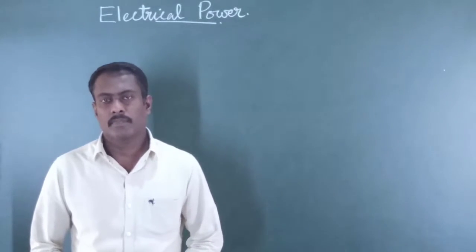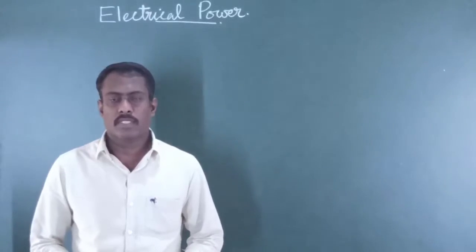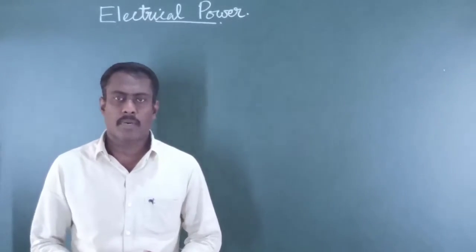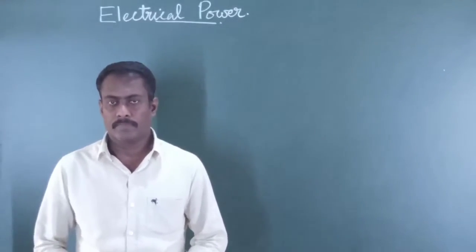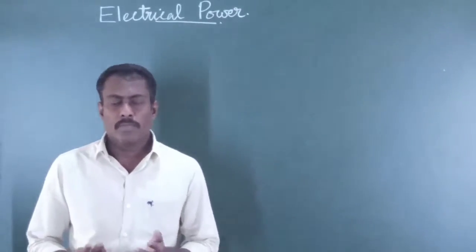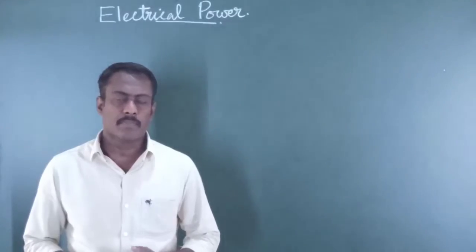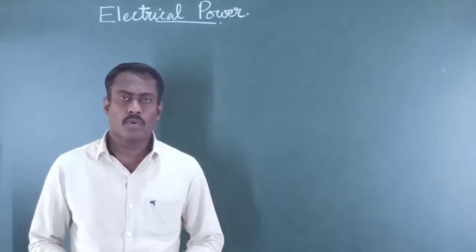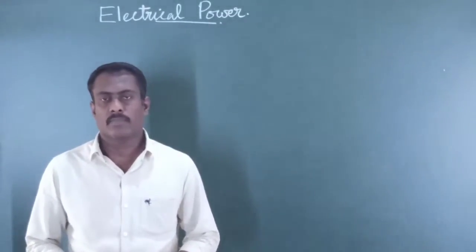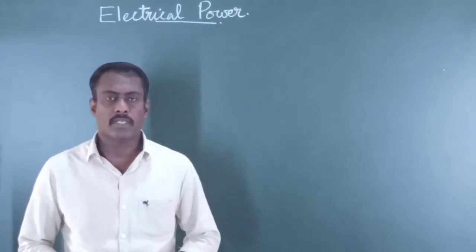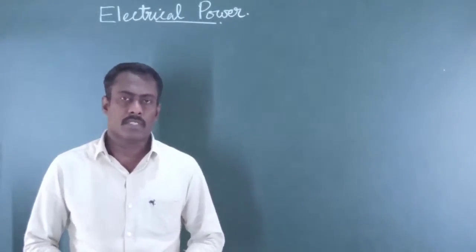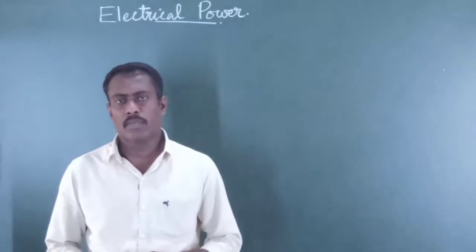Good morning, children. Today we are going to discuss the electrical power of a circuit. So what do we mean by the electrical power of a circuit? The rate of electrical energy supplied to maintain the flow of electric current through a conductor is called the electrical power of a circuit. How can we calculate it?